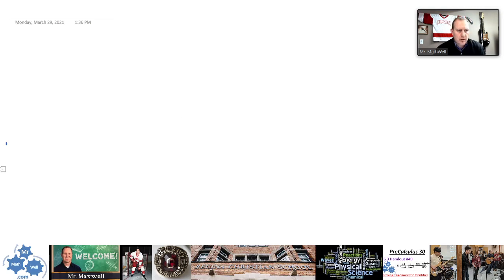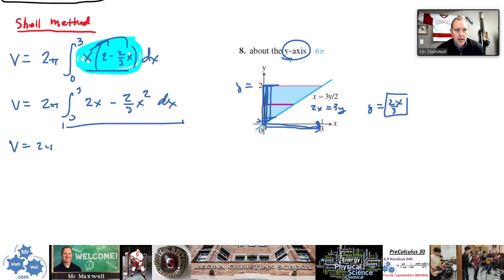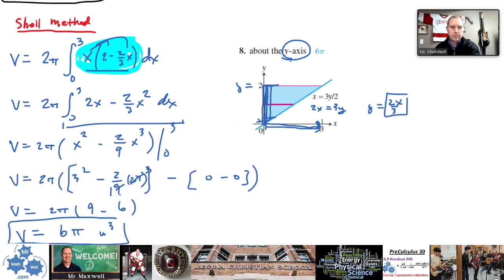Okay, there we go. 2 pi, and the integral of 2x is going to be x squared. You know that. This integral right here, we're going to up this to 3, and I'm going to divide by 3 again. So this is going to be minus 2 over 9 x cubed, because if I take the derivative of this, I get 3 times 2 over 9 x squared. 3 and 9, that's 1, 3, 2/3. Okay, there we go, from 0 to 3. So real quick, we evaluate that, and we get 6 pi cubic units for our volume. And there you go, there's your answer right there, I guess.